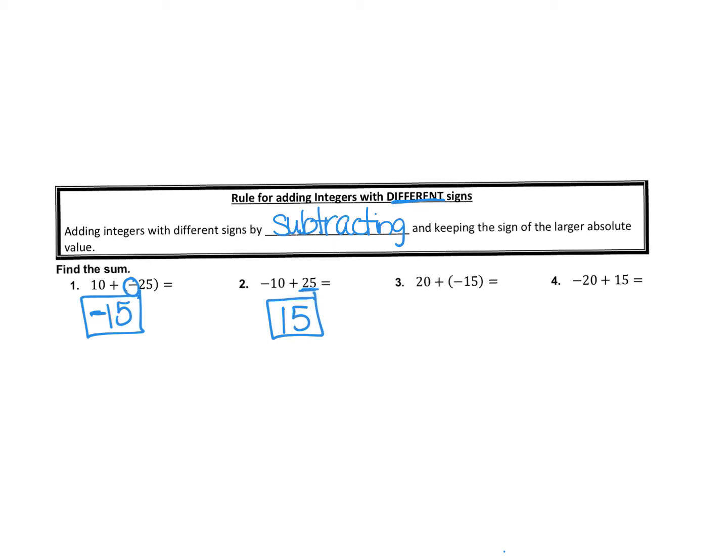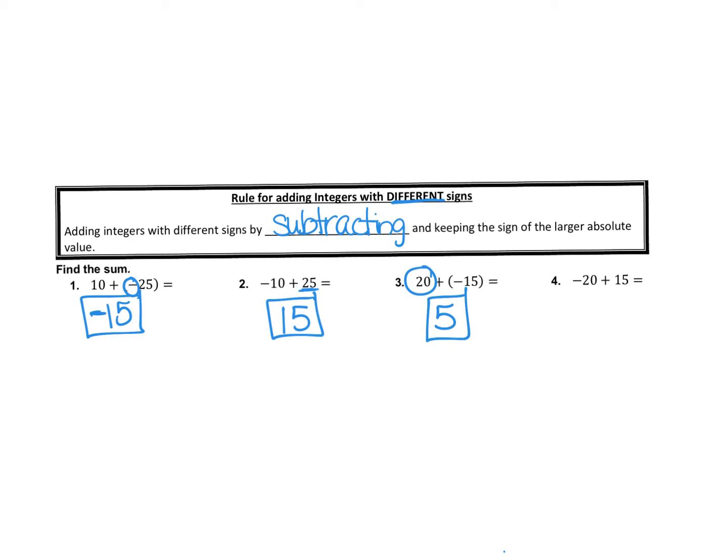For our next one, we have 20 plus negative 15. So I've got 20 positives and 15 negatives. So again, we're just going to ignore the negatives there. Let's just take 20 minus 15, and we know that that's going to be a 5. And again, I'm looking, is this going to be more negative or more positive? And because our bigger number was 20, it's going to be a positive 5.